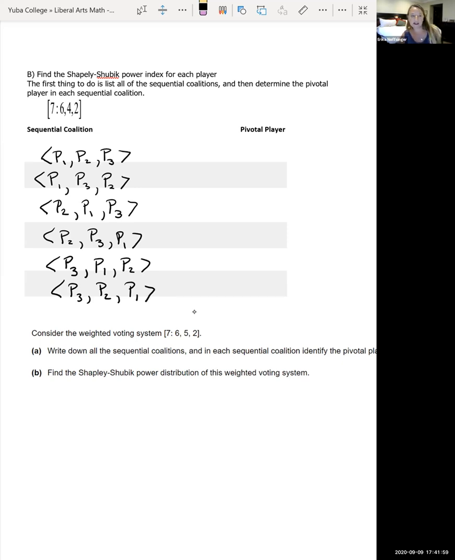So let's go down the line and figure out which one is the pivotal player for each sequential coalition, and there's only going to be one. Here again, the winning quota, we need 7 to pass the motion. So if player 1 comes in first with 6 votes, that's not a winning coalition, so they're not pivotal. Player 2 comes in with their 4 votes. So 6 plus 4 is 10. That makes them a pivotal player.